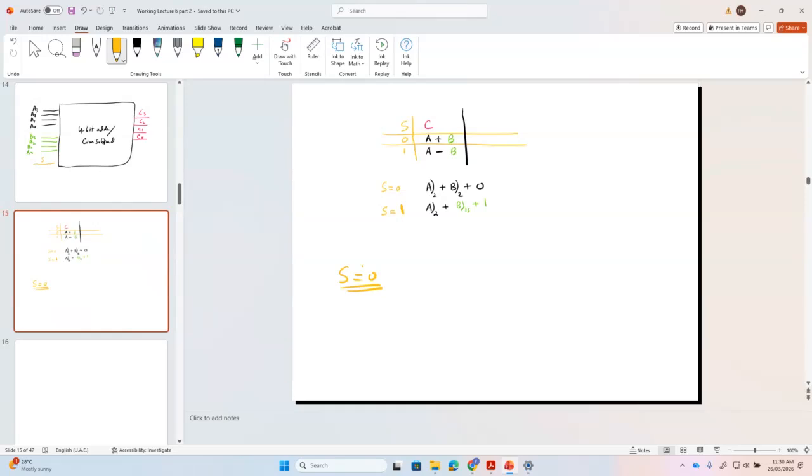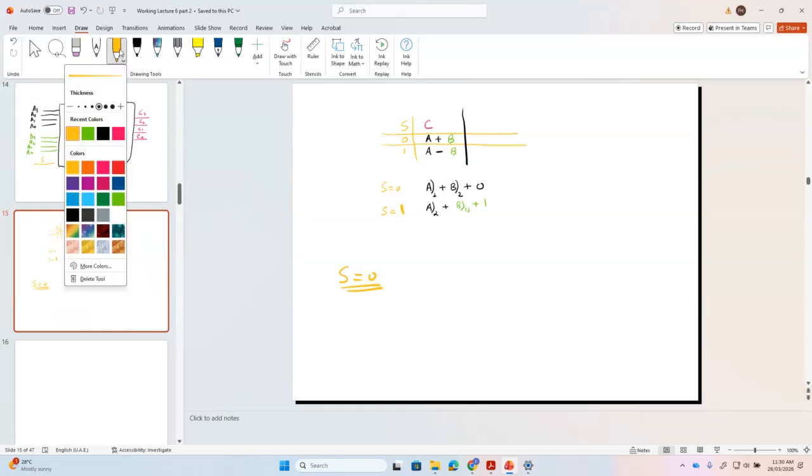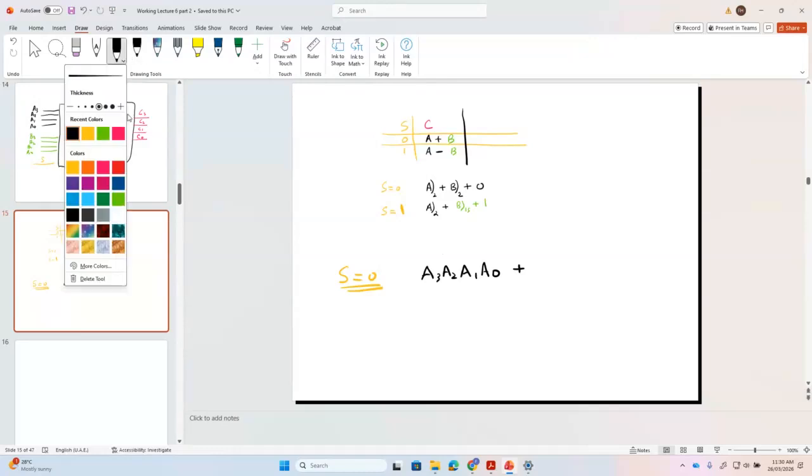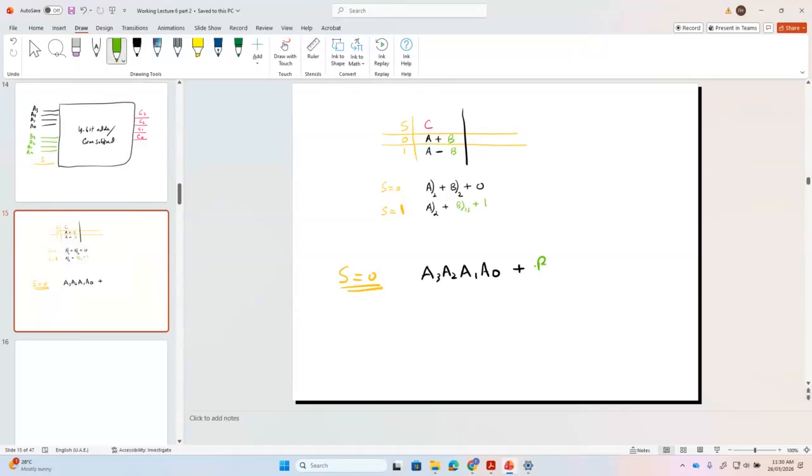Because it's a 4-bit thing, so what can I write here? Can you tell me? Can I write here S is equal to 0? So it is actually A3, A2, A1, A0 plus, then what should I write? B3, B2, B1, B0 plus 0. Any question?